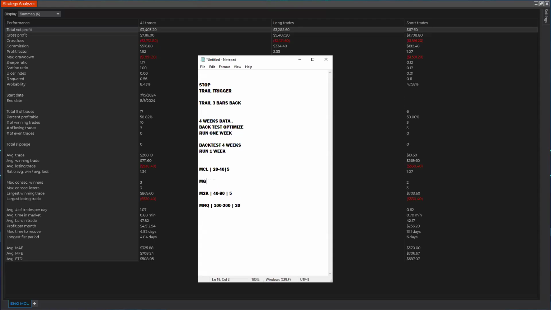MGC, 20 to 40 by 5. Okay. Take a screenshot of this, please. This is exactly what you need to optimize each week. And we'll do one together. You guys got it? Good, good.